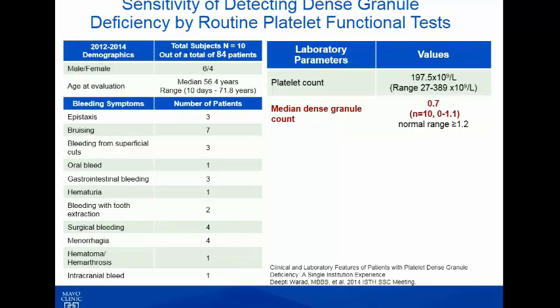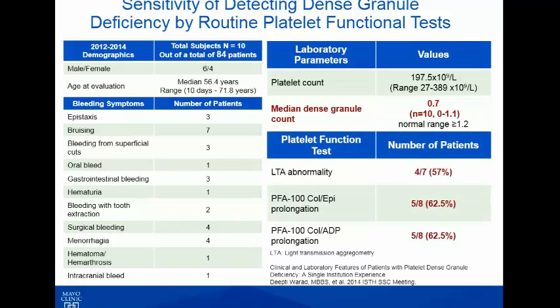So here is our own study, which was done by Dr. Warat in our group. In 2014, we presented it at the ISTH meeting. In this cohort, we recruited 84 patients with a suspected platelet disorder. Ten turned out to have a storage dense granule deficiency by EM study, and they all have a very broad bleeding spectrum, listed on the left.